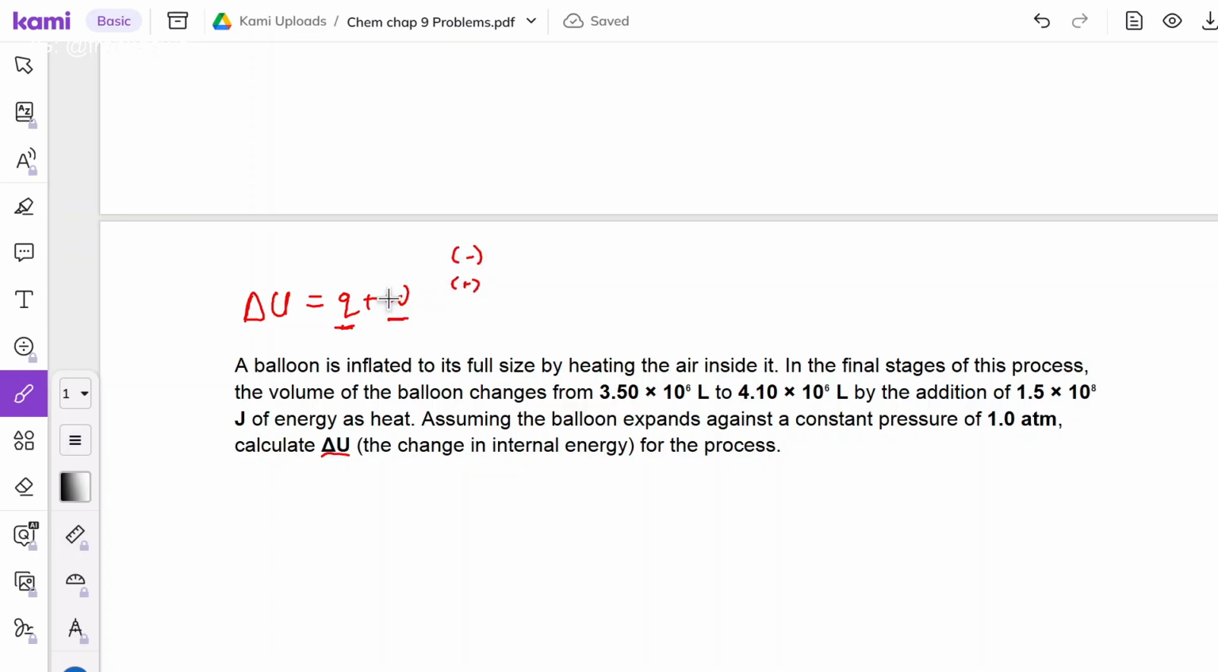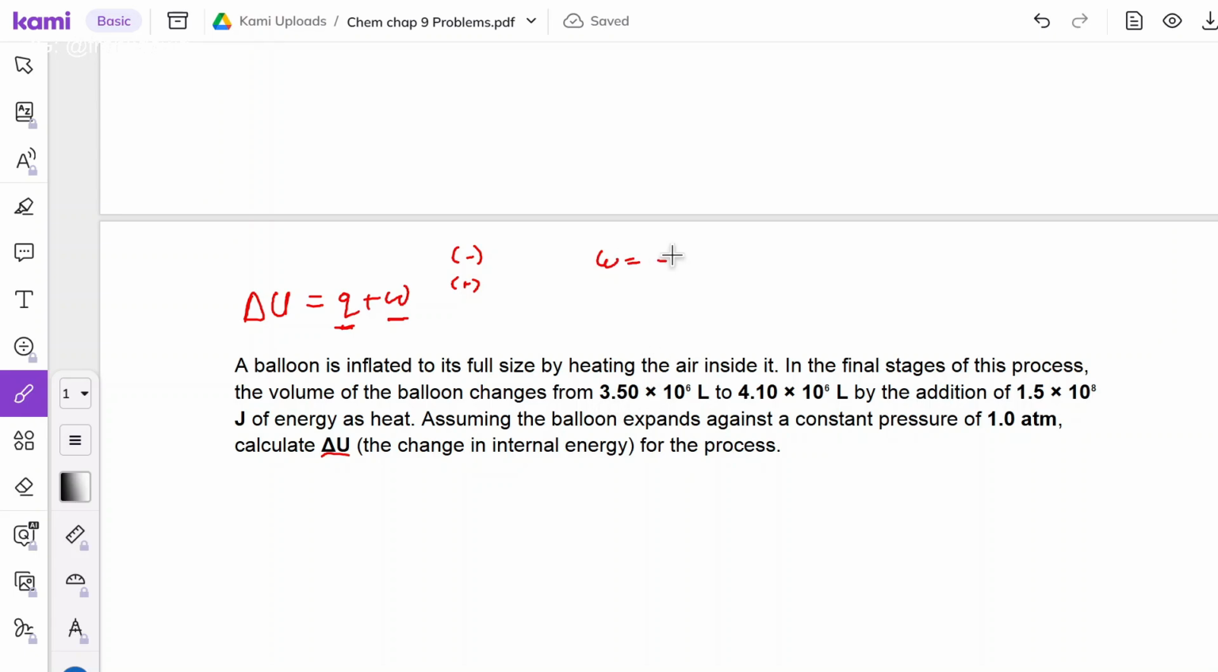If it's a negative, you subtract because it's a negative, and if it's a positive, you add in the work. But it's just using this formula based off what you get from the problem. So when you read this problem, it's talking about the volume. So you already know there are two different work equations.